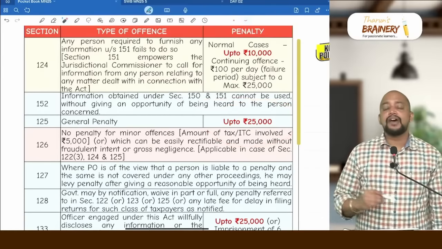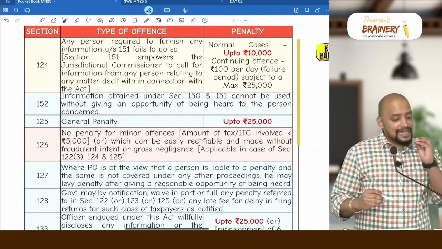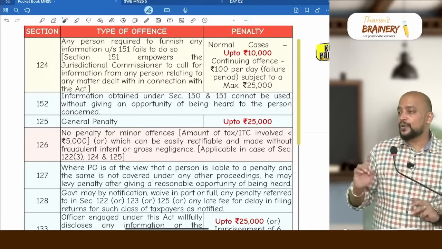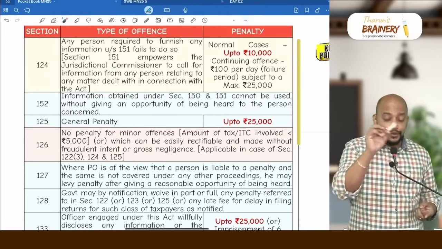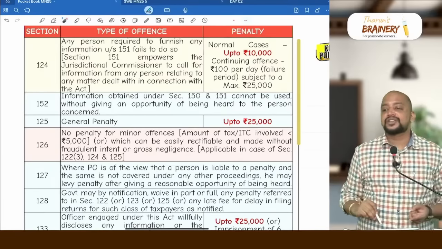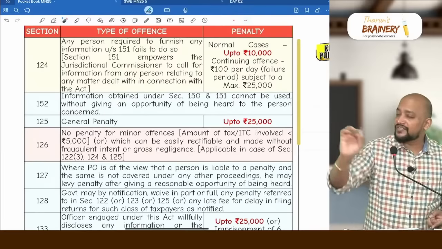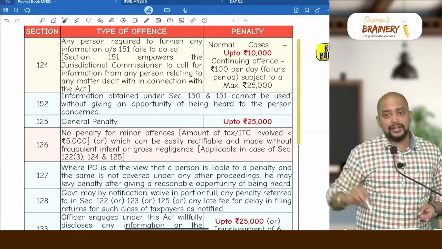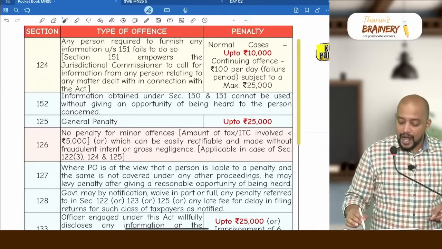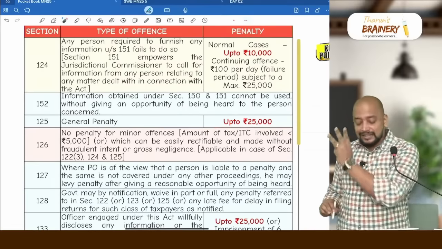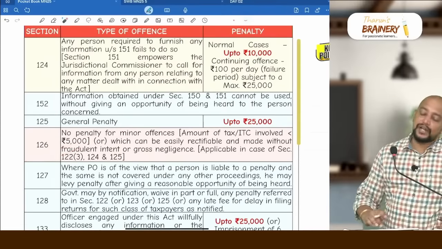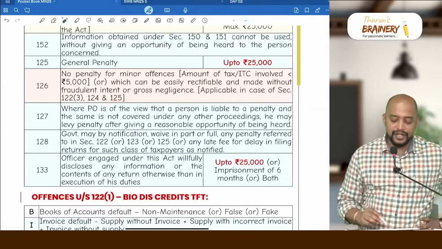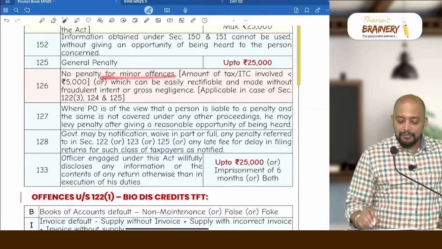Wherever we have 'up to', it means they can levy less than that also, got it? In 3 places we have up to penalty. What is that? First, section 122 subsection 3, up to 25,000. Again 124, up to 10,000. Then 125, up to 25,000. In these 3 places, section 126 will come into picture. Applicable in case of 122 subsection 3, 124 and 125. No penalty for minor offences.